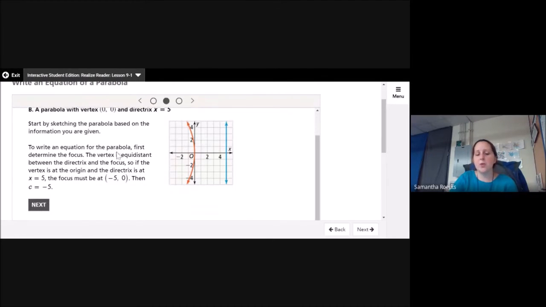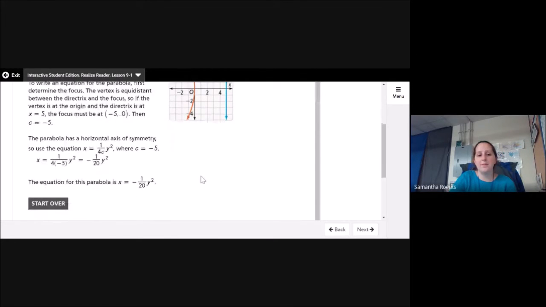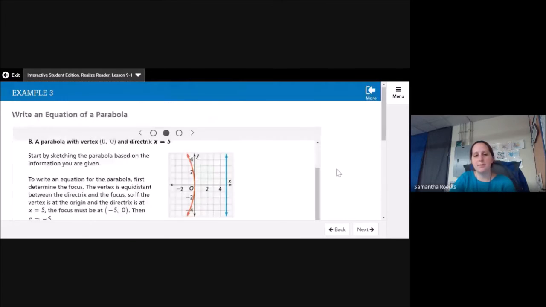So to write an equation for the parabola, first determine the focus. The vertex is equidistant between the directrix and the focus. So if the vertex is at the origin and the directrix is at x equals 5, the focus must be at -5, 0. So then c equals -5. The parabola has a horizontal axis of symmetry. So use the equation x equals 1/4c y squared, where c equals -5. So this gives me -1/20 y squared. So that's what the equation is.